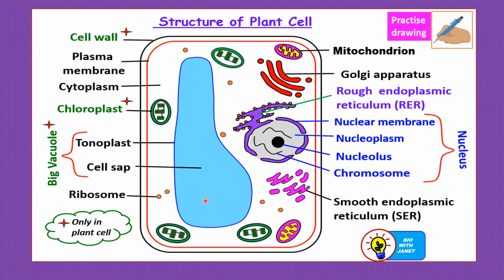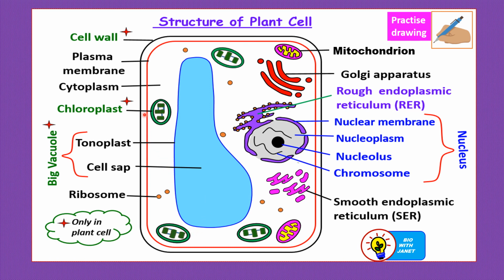So what's the function of this big vacuole in the plant cell? It stores the water, sugar, and mineral salts in the cell sap. And also, when it is full of water, the vacuole will press on the cell wall of the plant cell, and make the plant cell become turgid or firm and hard. So this will give support to the plant cell, and also overall it gives support to the plant. We'll find out more about the function of vacuole in the next lesson.